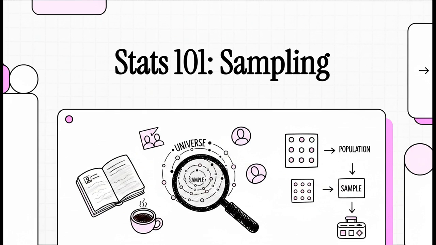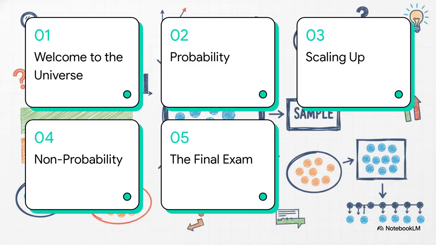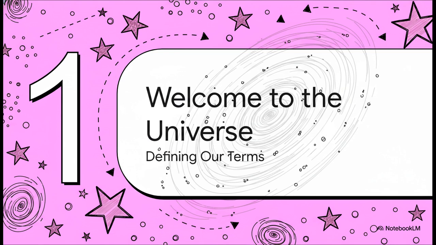Today, we are demystifying sampling methods, giving you the vital toolkit you need to conquer that impossible problem once and for all. So, here's our syllabus for today's explainer. First up, welcome to the universe. Second, probability. Third, scaling up. Fourth, non-probability. And finally, we'll wrap things up with the final exam. All right, let's dive right in.